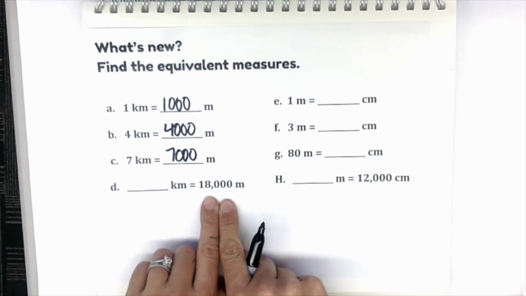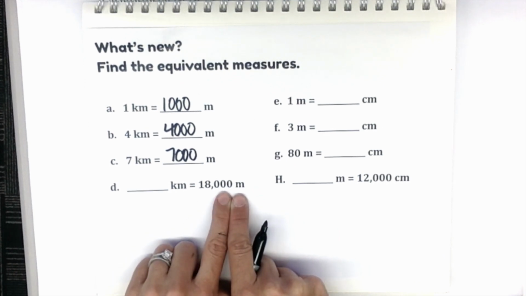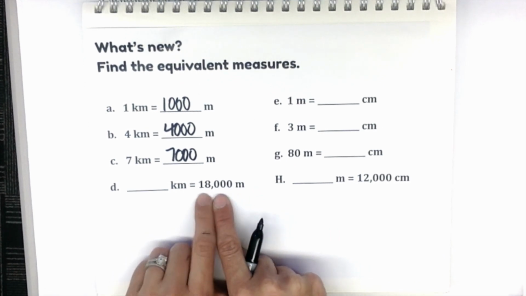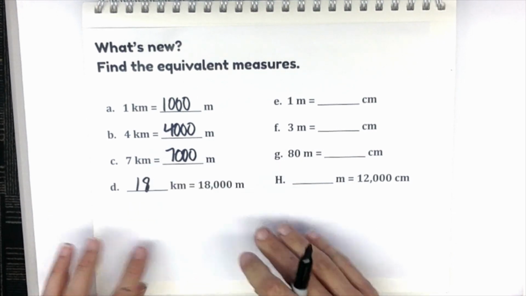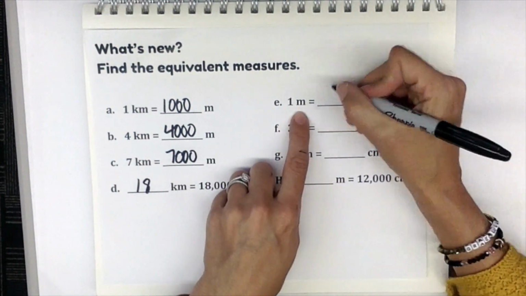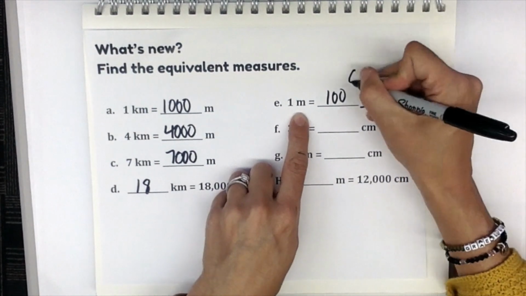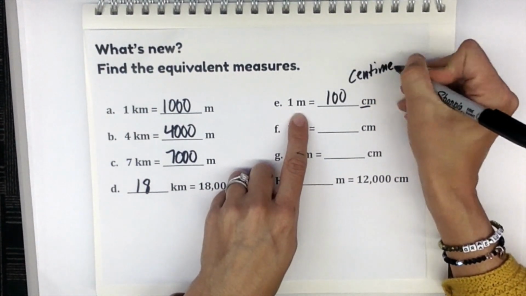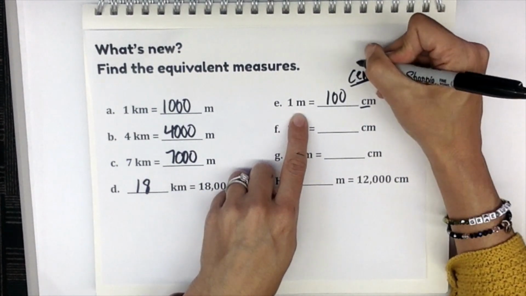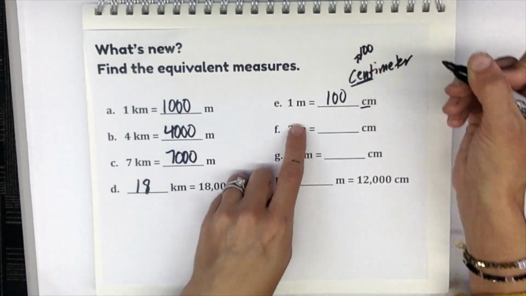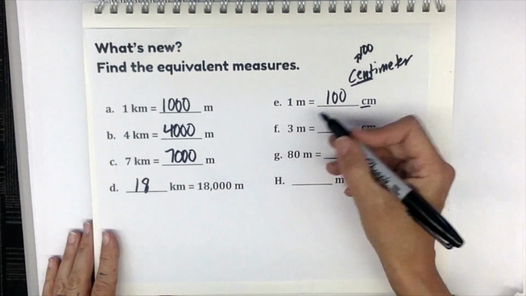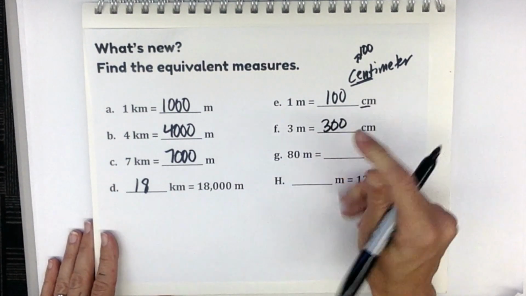Now we're going the other way, 18,000 meters. So how many thousands are in there? 18, so that's 18 kilometers. 1 meter equals 100 centimeters, this means 100, okay? So 3 meters, 3 times 100 would be 300.